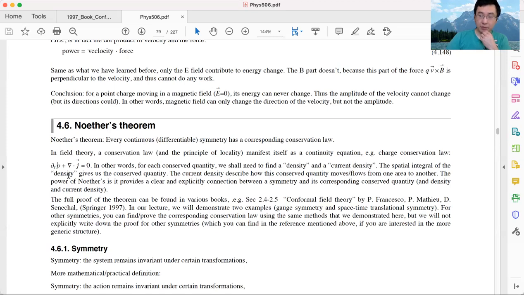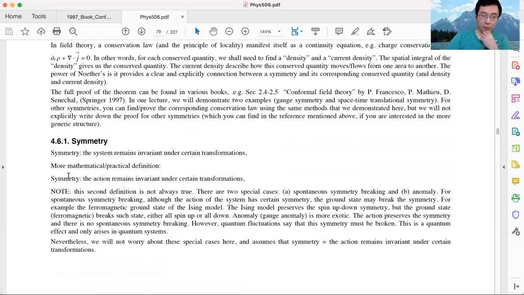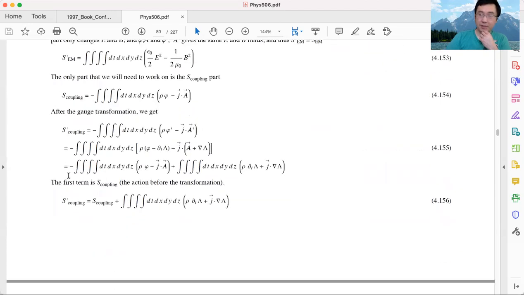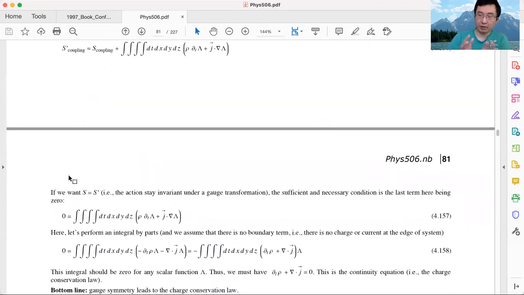Today we will do two things. First of all, we will look at the momentum and energy conservation law a little bit more carefully, and we will rewrite the momentum and energy conservation law in four-dimensional form.